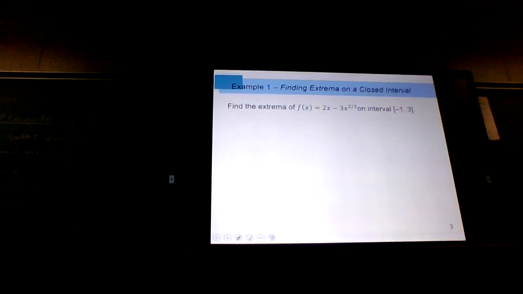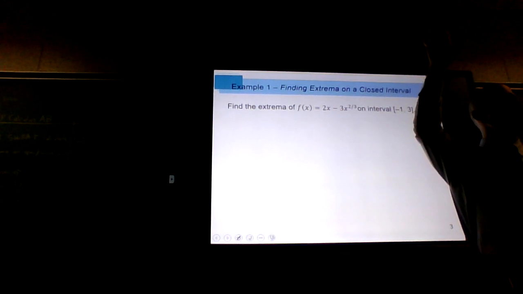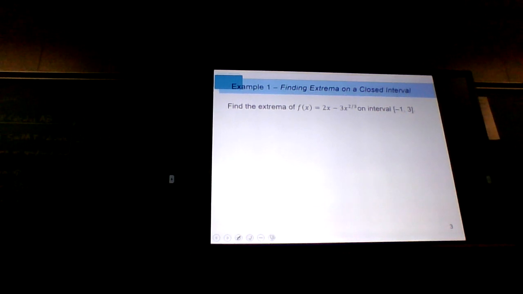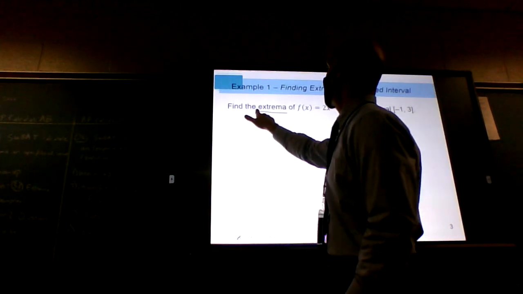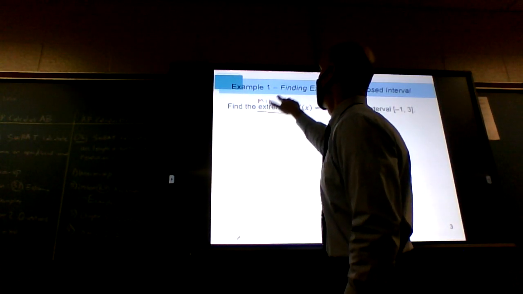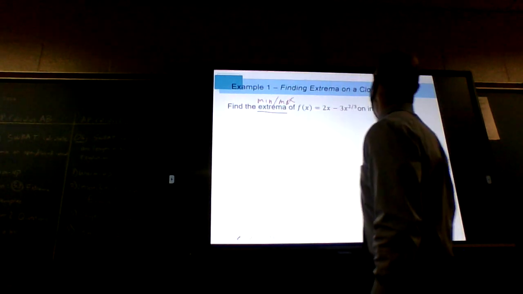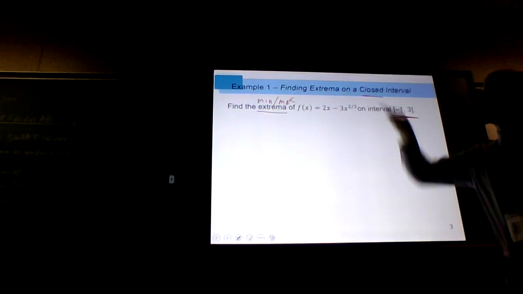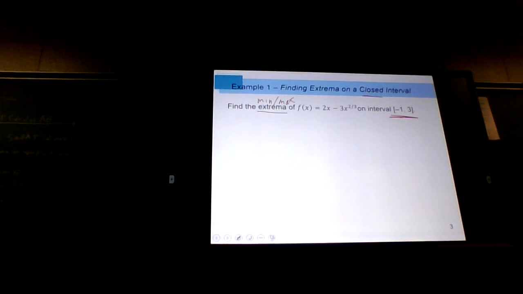Ooh, there's an interesting function. And I'm not even going to graph it. Raise your hand if you know what the graph of this thing looks like. Probably none of you. Let's see if we can figure out what the absolute extrema are. And this just says extrema, so that means we're looking for mins and maxes. Oh, by the way, we're doing it on a closed interval. So that means we've got to follow those steps that we just talked about.